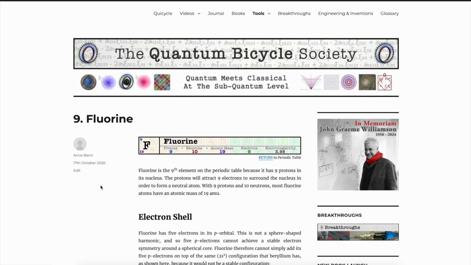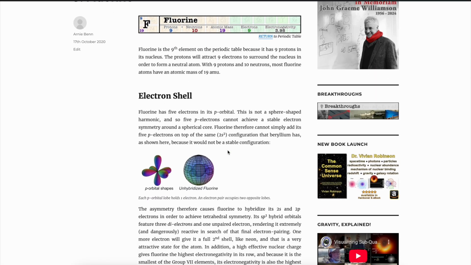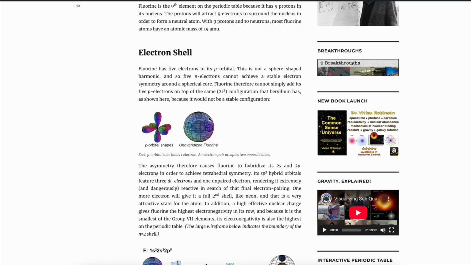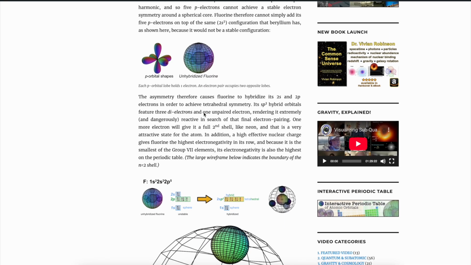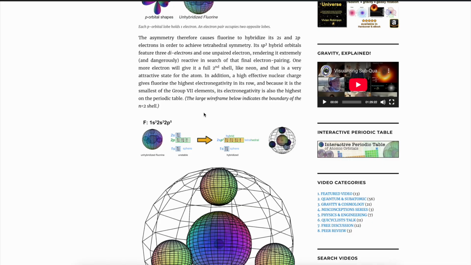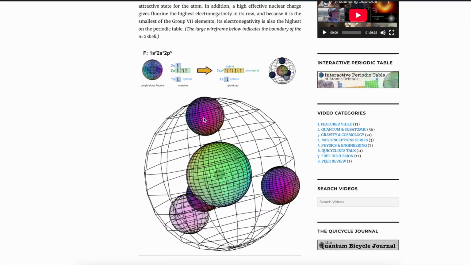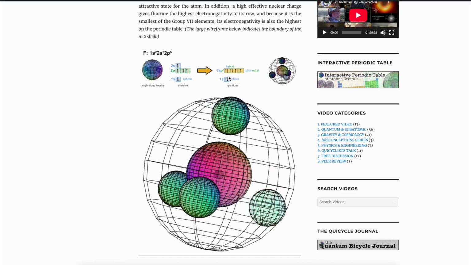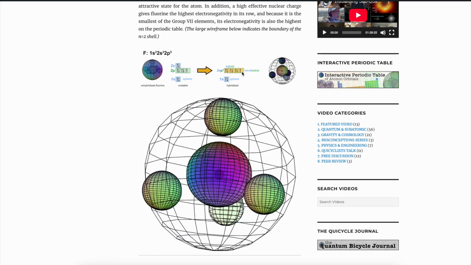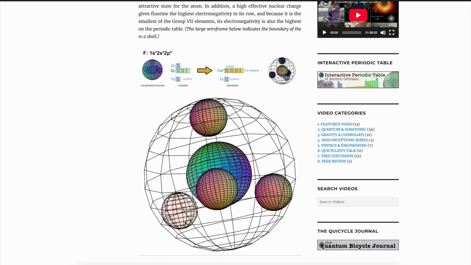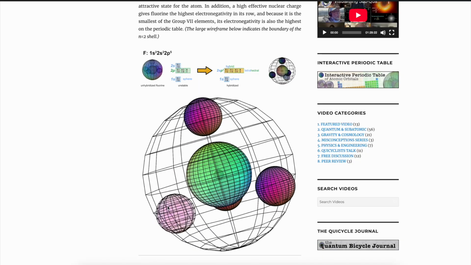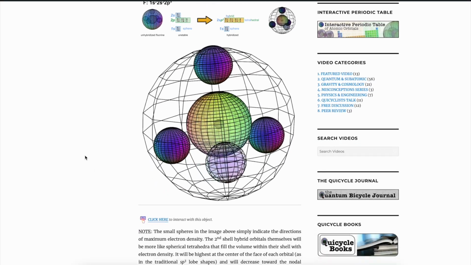Moving on to fluorine, which is a very interesting atom. Fluorine has 9 protons, 9 electrons, and 10 neutrons, giving it a mass of 19. Fluorine has 5 electrons in the p orbital, meaning it's 1 short of having a full p orbital. Just like nitrogen and oxygen, it will hybridize, and its tetrahedral 4 directions will have 3 pairs and 1 single, which means that fluorine is very eager to find 1 more electron to bond with its last unpaired electron.